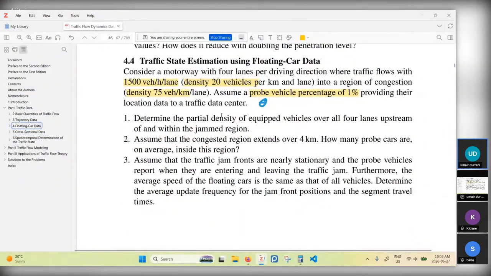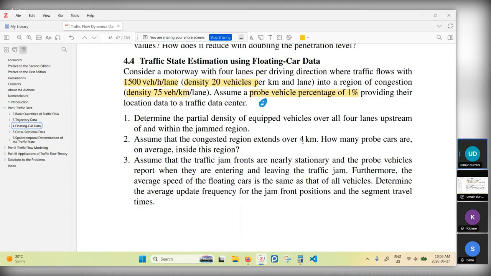Okay. Next is, assume that the congested region extends over 4 kilometers. How many probe cars are on average inside this region? So we know that the flow is 1500 vehicles per hour per lane. And here the assumption is that instead of just 1 kilometer, we now have this flow over 4 kilometers. How many probe cars are on average inside this region?